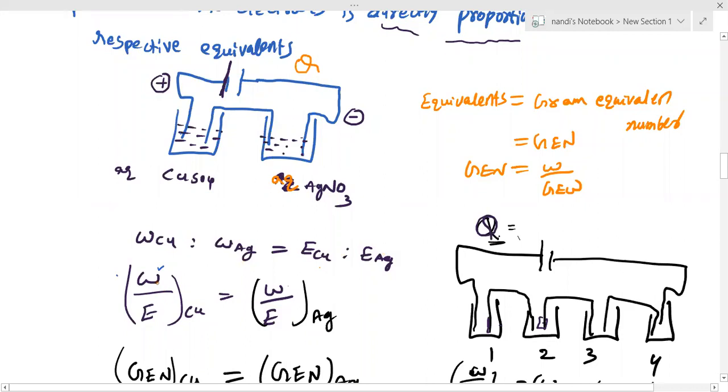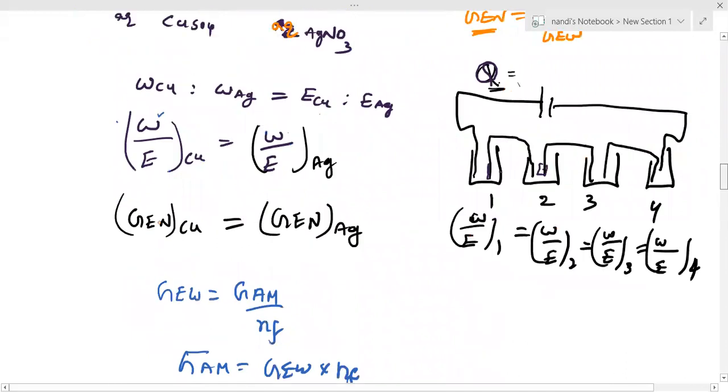Weight by equivalent weight, what do we call it, sir? Gram equivalent number. So weight of copper by equivalent weight of copper is equal to weight by equivalent weight of Ag. So they are going to be formed in their equivalent number ratios. What is the copper equivalent number? Equivalent number is nothing but weight by equivalent weight. I can write the equivalent number of copper as weight by equivalent weight, which is nothing but the gram equivalent number of Ag.